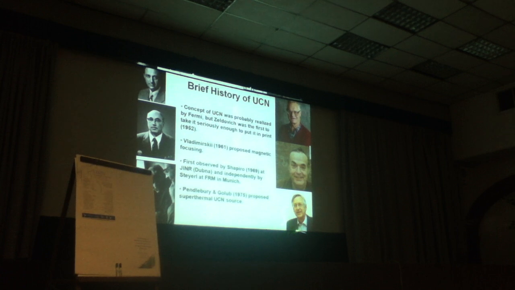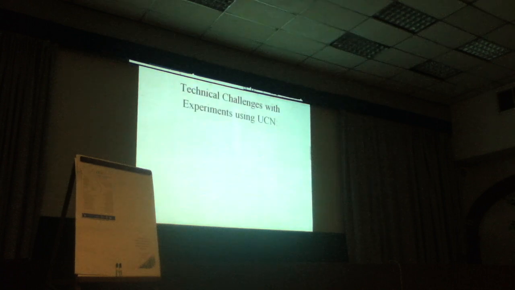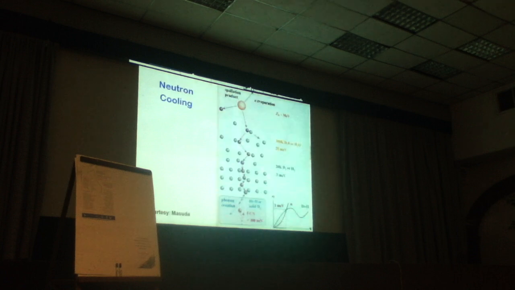Bob Golub and Pendlebury extended these ideas of ultracold neutrons. They proposed a new type of source using condensed matter physics, the so-called superthermal UCN source. So even though there are a lot of possible experiments that you can do, the largest challenge nowadays is that we need more statistics, and we need more ultracold neutrons.